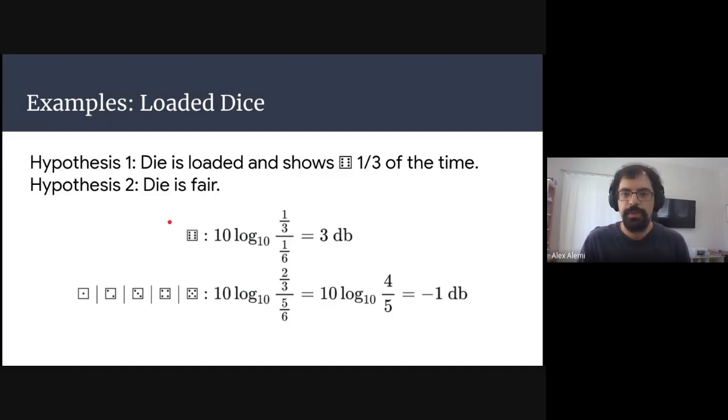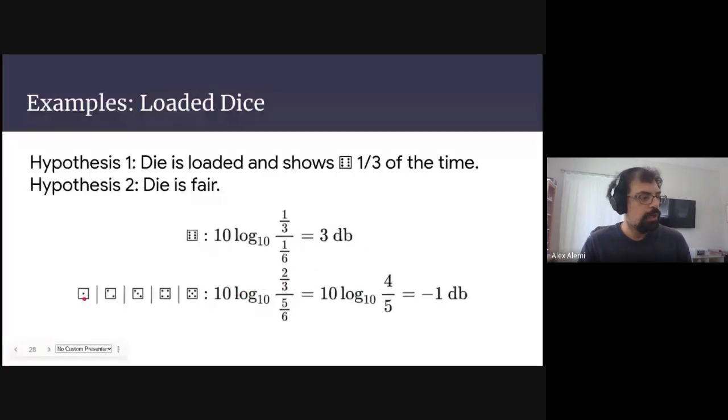There are 2 classes of events. We could observe a 6. What happens if we observe a 6? We're going to compute the decibans: 10 log 10 of the probability that you get a 6 if the die was loaded versus the probability you get a 6 if the die was fair. If the die was loaded, the probability is 1/3. If the die is fair, the probability is 1/6. That's a ratio of 2. 10 log 10 of 2 is 3 decibans. So there are 3 decibans of evidence. Every time you observe a 6, that provides 3 decibans of evidence. Your beliefometer should move 3 to the right for the die being loaded versus fair.